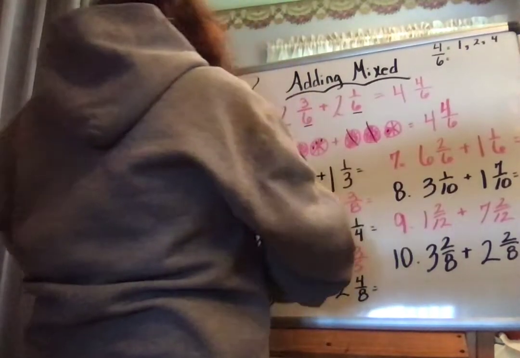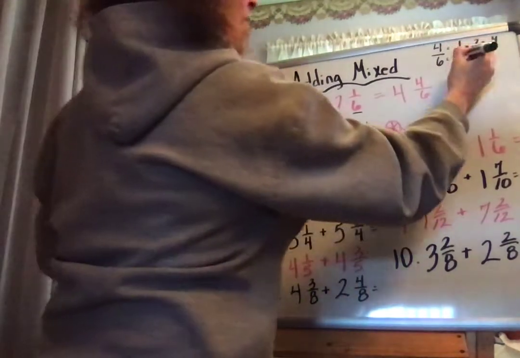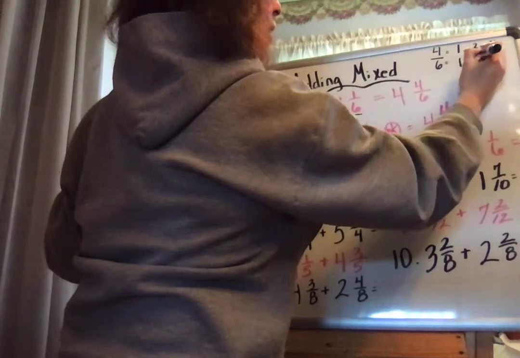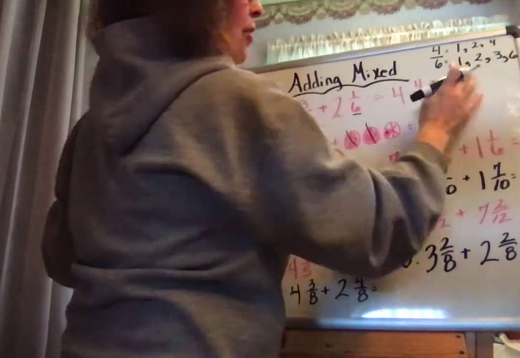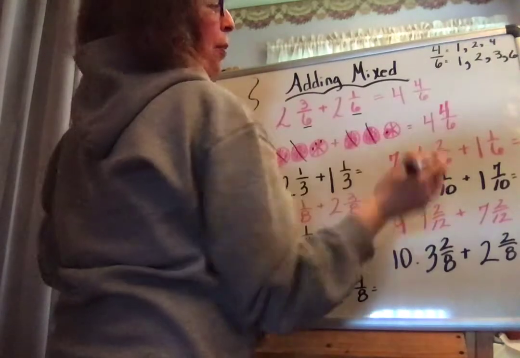So there's 6 right here. Remember that from over here? Okay, so let's just recopy it. 1, 2, 3, and 6, because 1 times 6 is 6 and 2 times 3 is 6.